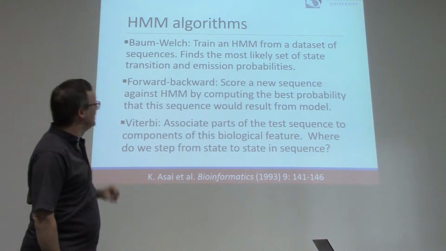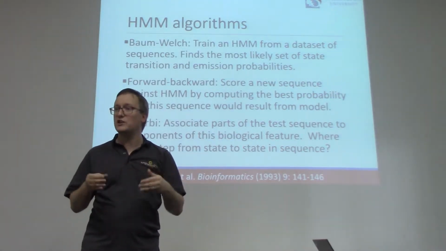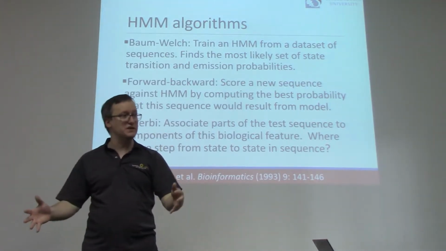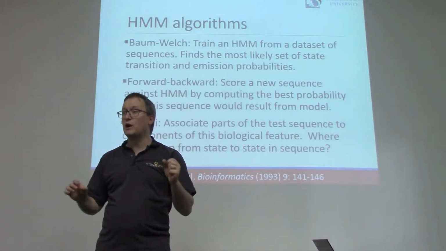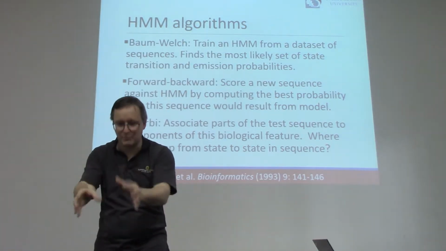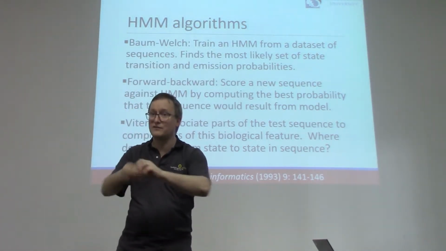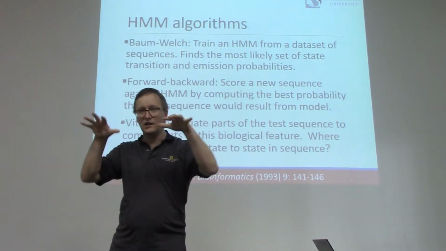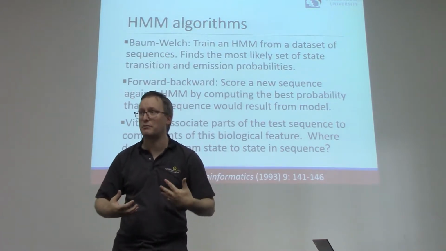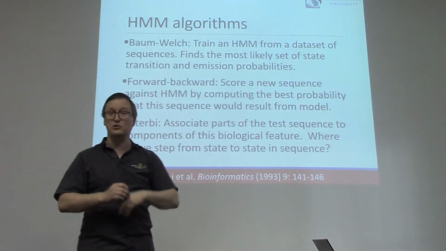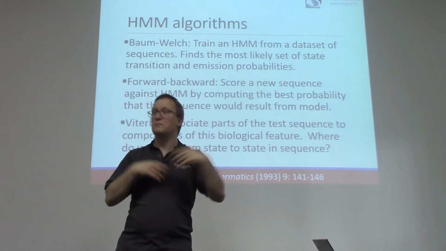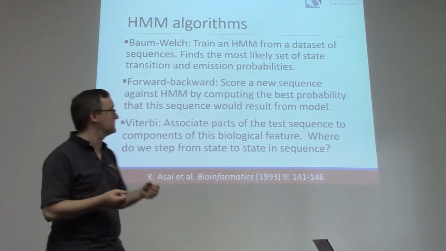So Baum-Welch is the strategy that we use for training a hidden Markov model. We have a whole bunch of sequences. Those sequences have been marked up to say this is the part that relates to state 1, this is the part that relates to state 2, and so on. We've dissected these sequences out and said, this is the structure that we interpret the sequence to represent. So Baum-Welch is going to train a hidden Markov model to learn all of these emission probabilities and transition probabilities.